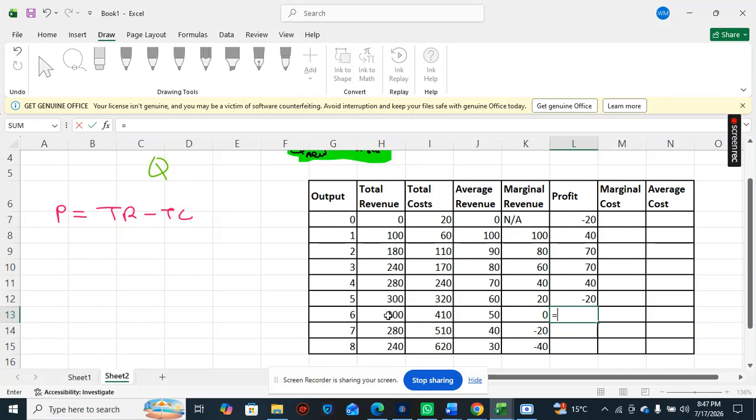When we produce 6 units, our revenue is 300 kwacha, but our cost is 410 kwacha. We're making a loss of 110 kwacha. When we produce 7 units, total revenue 280 minus total cost 510, negative 230. When we produce 8 units, total revenue 240 minus total cost 620, making a loss of 380 kwacha.